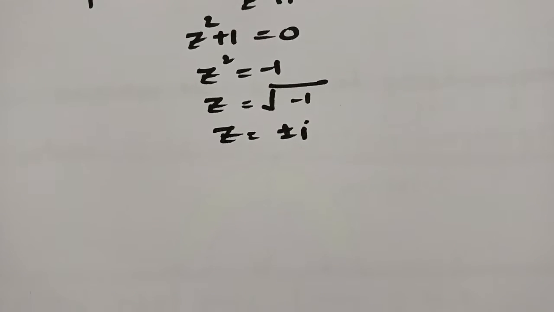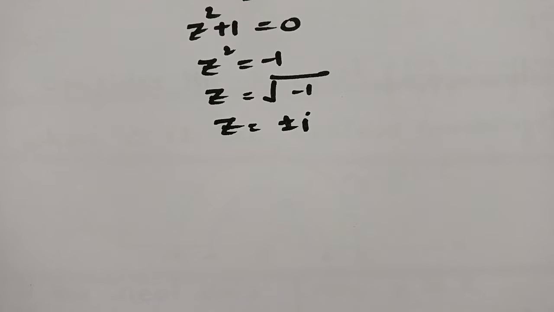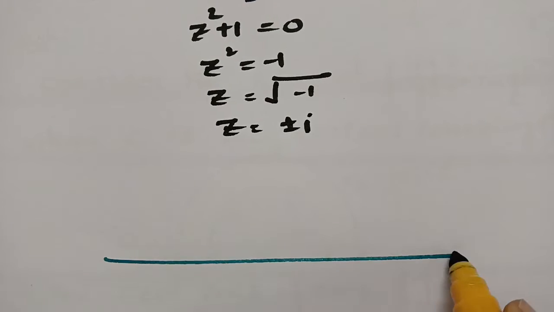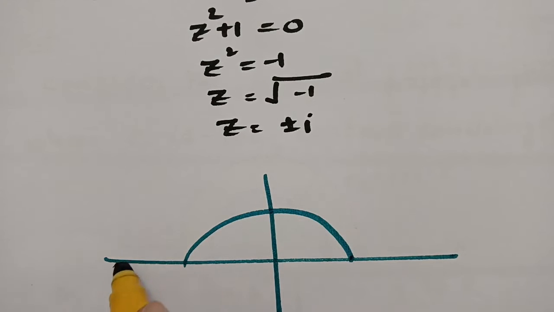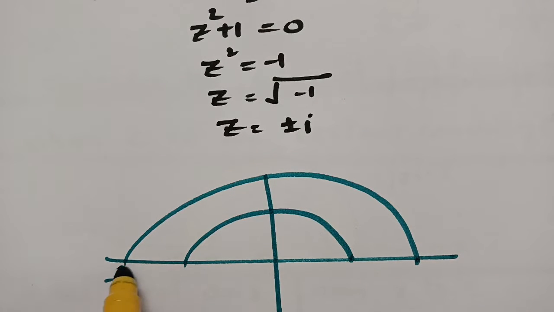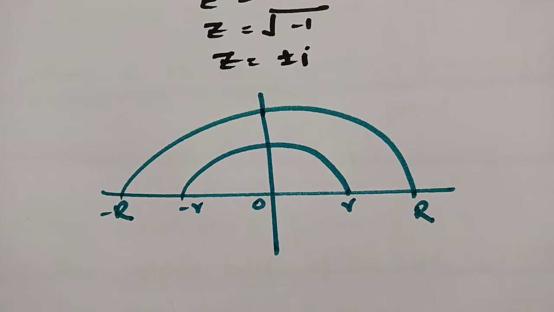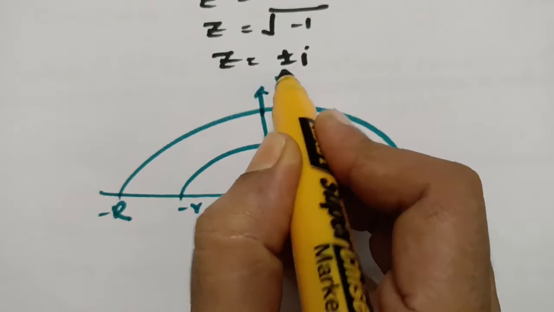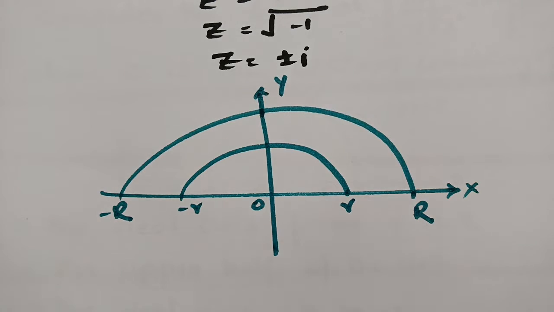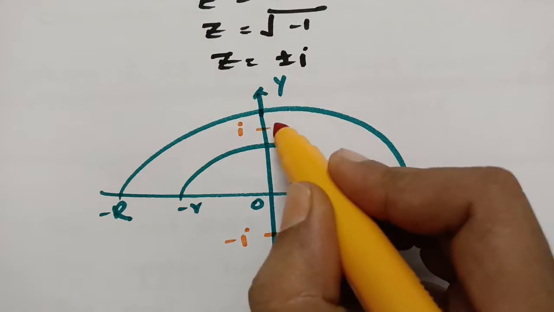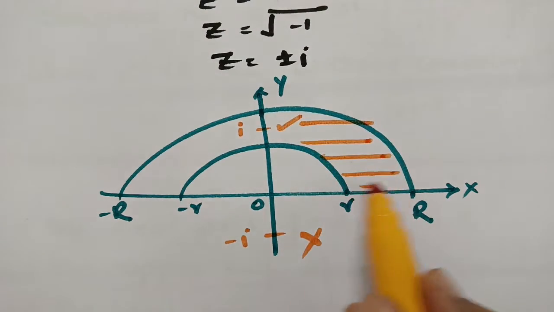So we have to check whether these poles are inside or outside the contour. So what is the contour here? The contour is the closed contour. So this is minus R and this is plus R. This is minus small r and this is plus small r. So if you observe, this is the x-axis and this is the y-axis. If you observe properly, this is i and this is minus i. So these two are the poles, and minus i is outside the given contour and plus i is within the given contour.